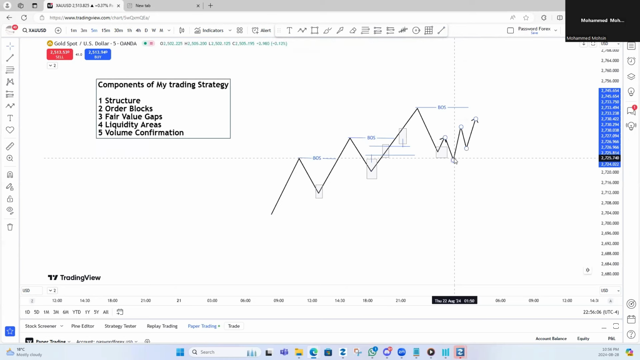But not anymore. I eliminated this. I only wait for the volume confirmation below. If I see the volume is confirming my setup, I'm just going to execute my trade accordingly. I'm going to show you what I mean. All right, so let's go to another chart right here, another depiction, which I'm going to show you what I mean.